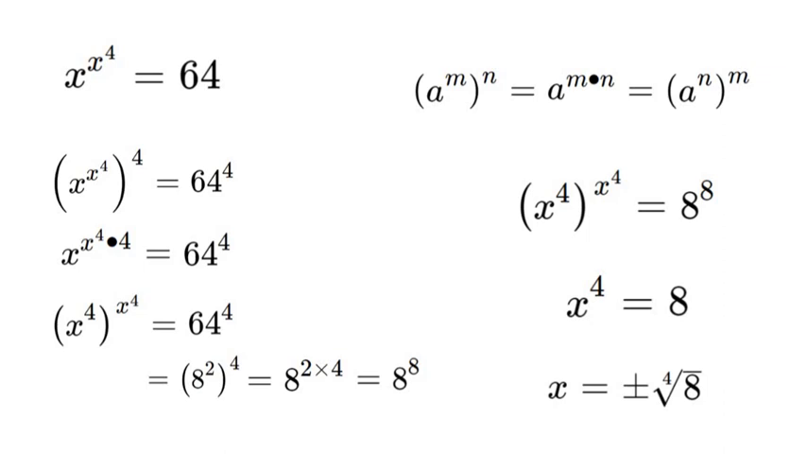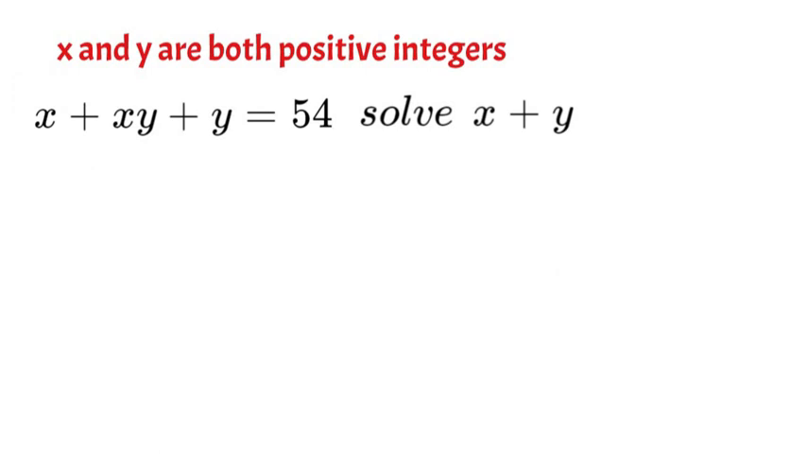Alright, let's do another one. So we are solving for x and y in this situation, and we want to know what x plus y is equal to. So we have x plus xy plus y is equal to 54. The thing to remember here is that x and y are both positive integers. When we're solving this, we need to keep that in mind. So we are going to factor out an x. So we'll have an x times 1 plus y is equal to 54.